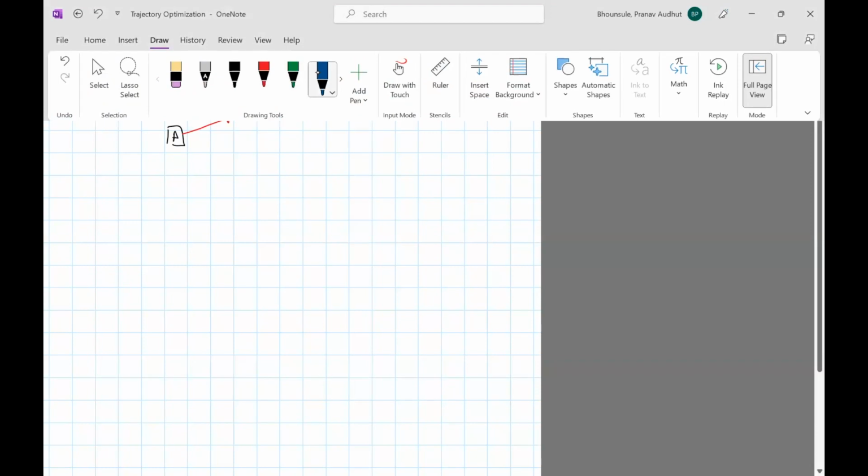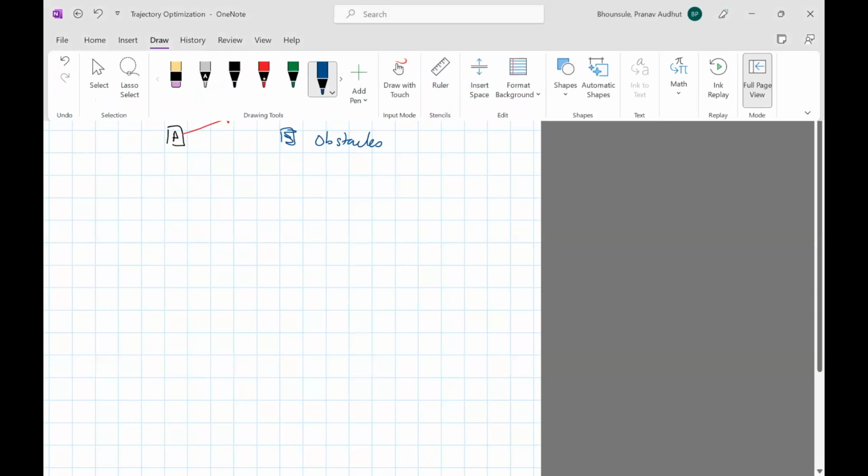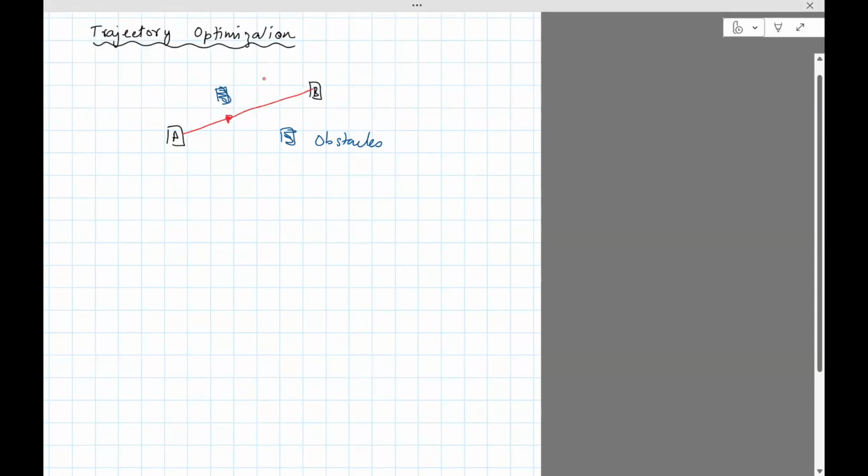Sometimes there are obstacles. So let's say that there is an obstacle here. These are obstacles. And then you need to basically plan a path which avoids the obstacles. Now, there could be an obstacle right in between.